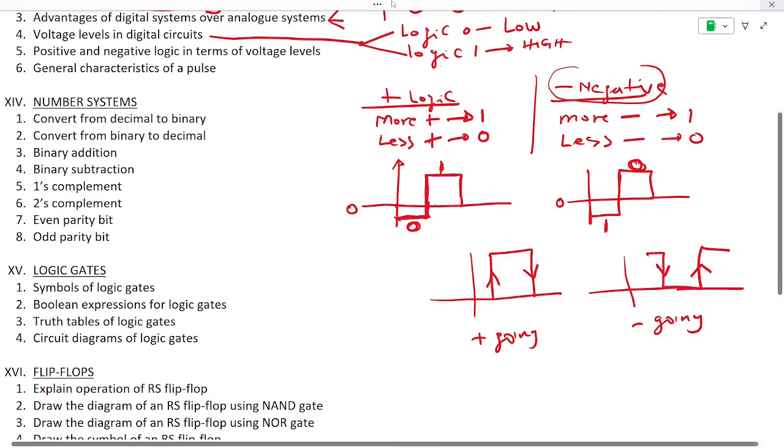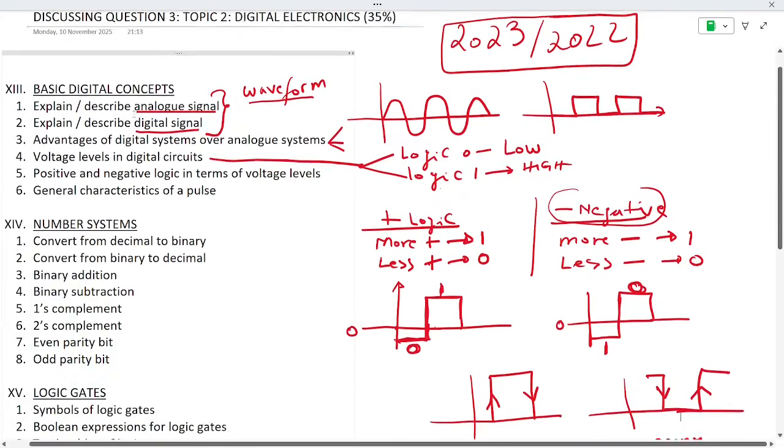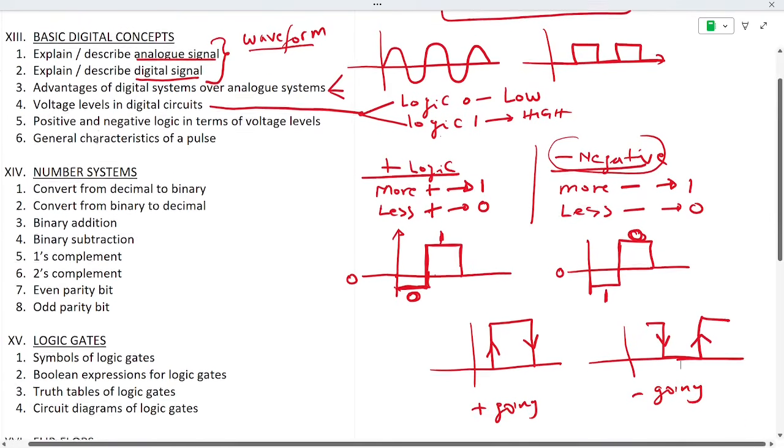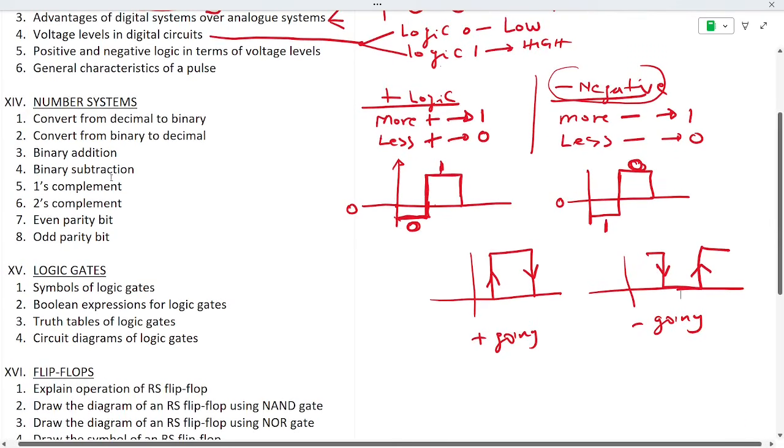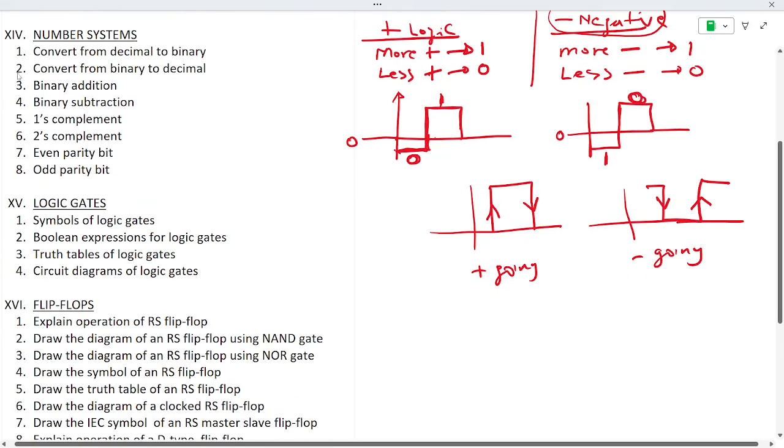All right, so module 14. Module 13 we just finished. In module 14, you have to study the number systems. Number systems, please go through everything. Convert from decimal to binary, convert from binary to decimal. We're going to have to solve question papers that deal with this. We cannot go through this now. Let's wait until we start question papers.